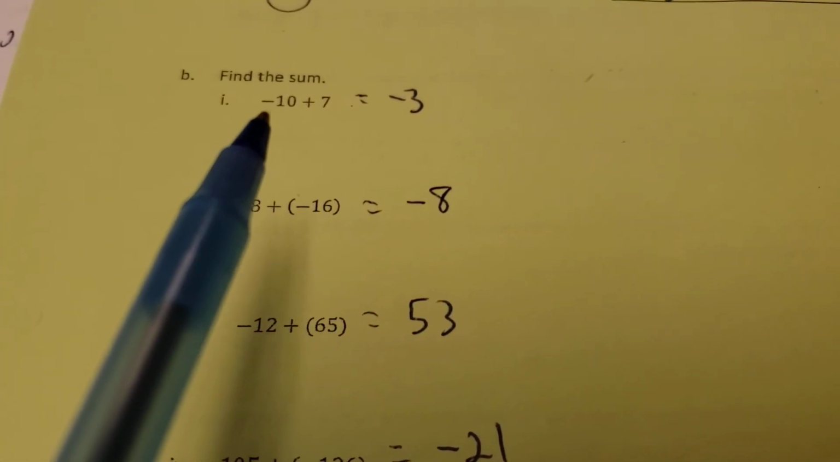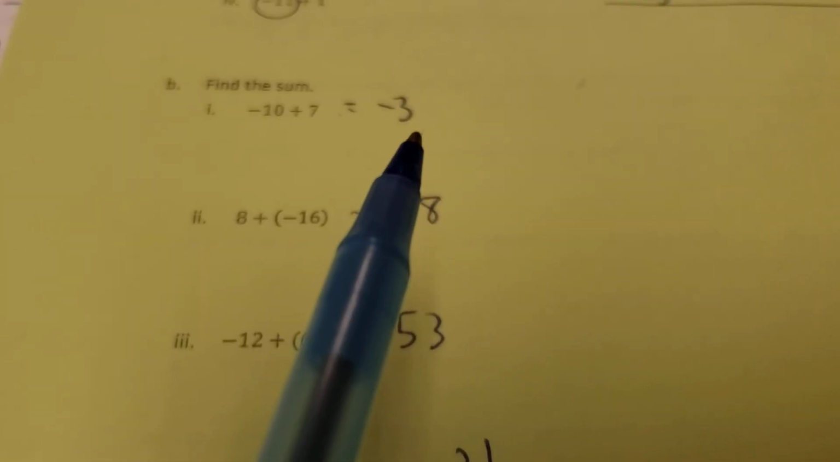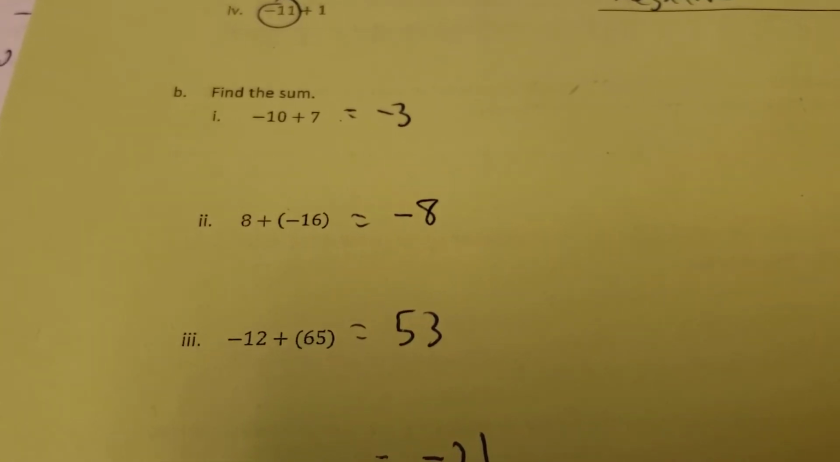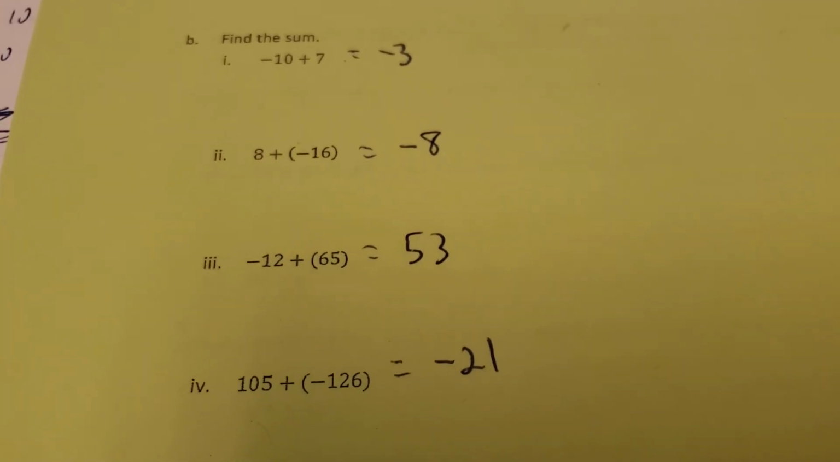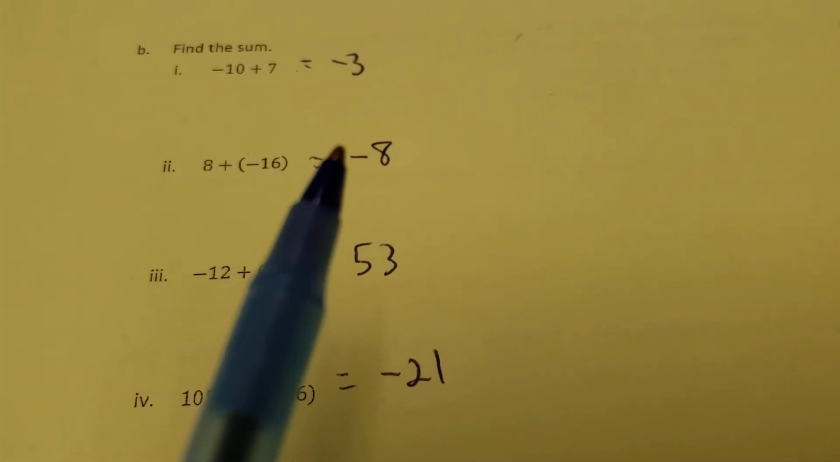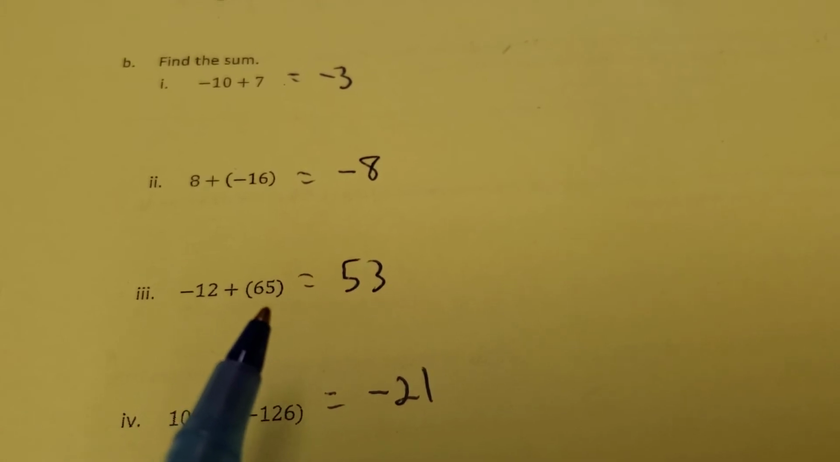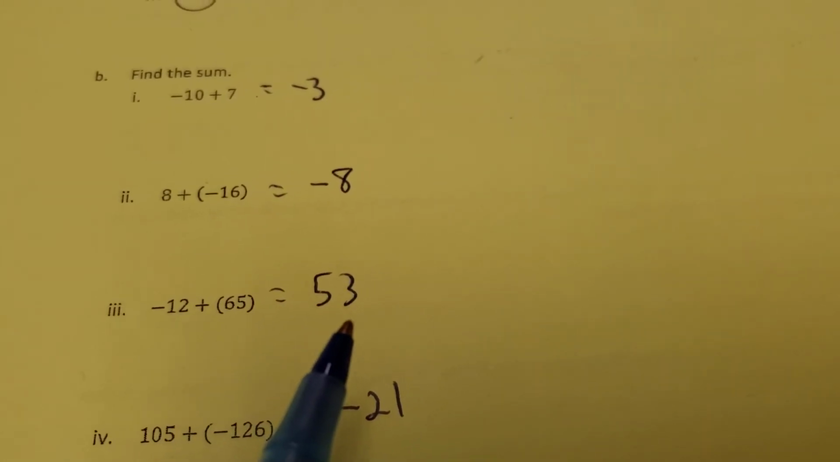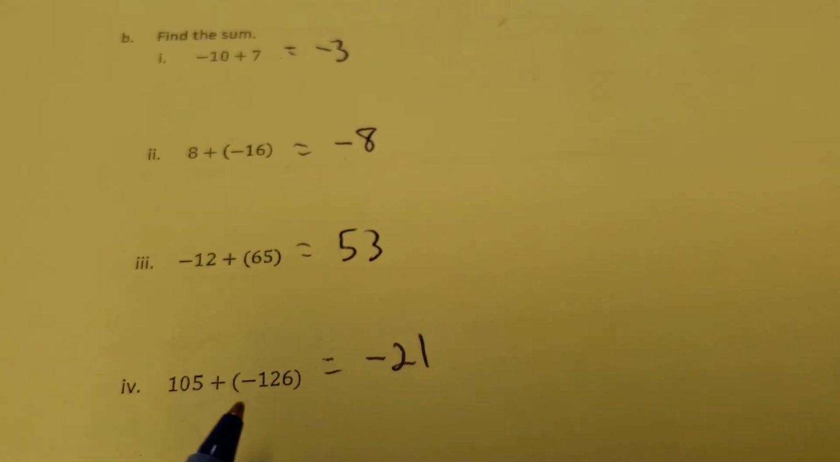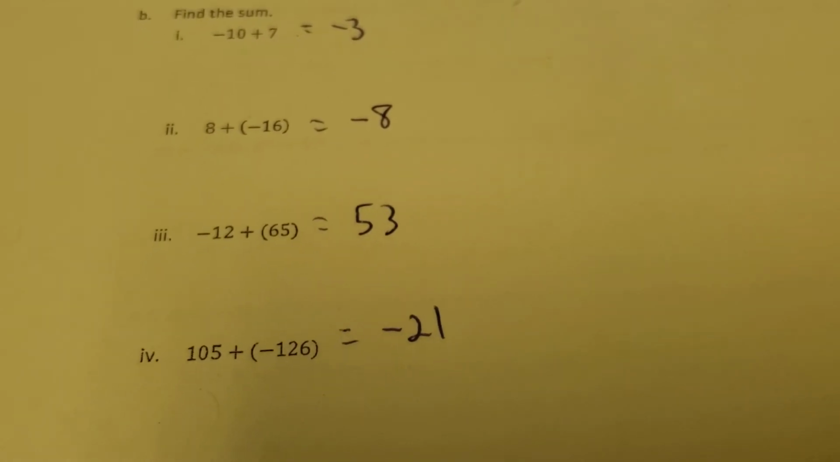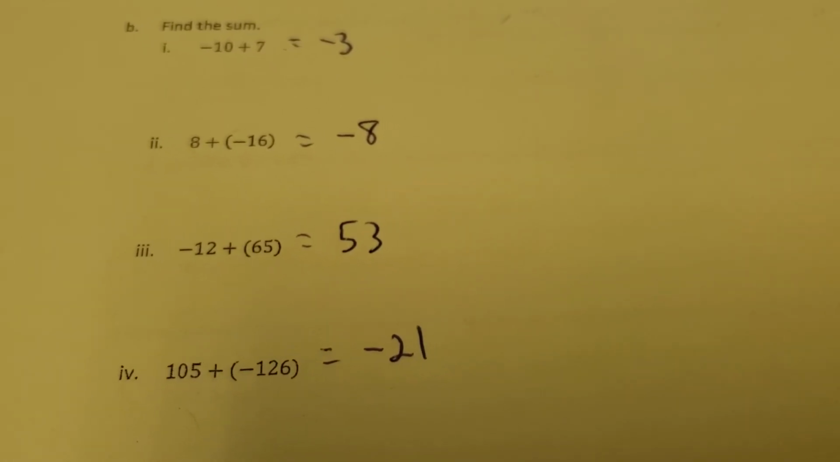Find the sum. You got a negative 10 plus 7. Well, that would give you a negative 3. 8 plus negative 16, negative 8. Negative 12 plus a positive 65, positive 53. 105 plus negative 126 gives you a negative 21.